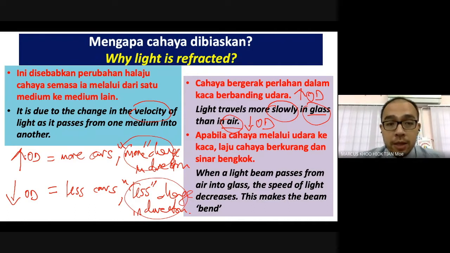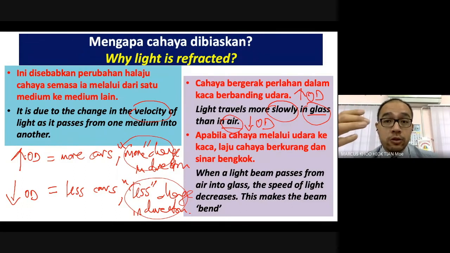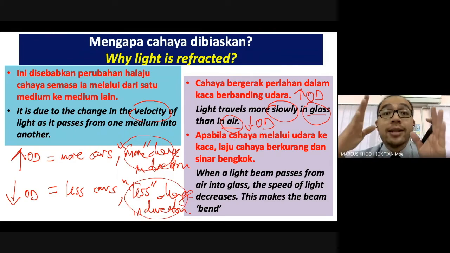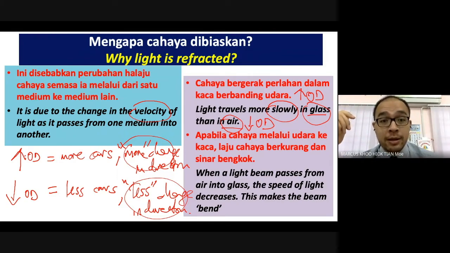So when a light beam passes from air into glass, the speed of light decreases because air is less optically dense than glass. Glass is very dense. So obviously, the light is going to travel slower in glass because of the words optically dense. It's more optically dense. Okay, and when it moves slower, it will bend even more.